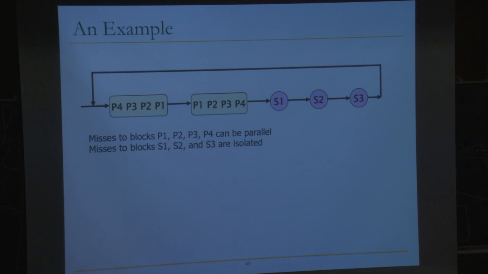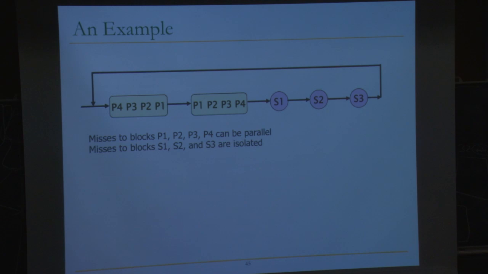This is, again, a toy example. Your cache can hold 4 blocks, and misses to blocks P1, P2, P3, P4 can be parallel. They can be generated in parallel because you have out-of-order execution that can parallelize them, right? Whereas misses to blocks S1, S2, and S3 are isolated. Even if you do out-of-order execution, there's no other miss that you have in the program. And let's say you have a loop that keeps iterating, keeps doing this, and you have a cache of the size of 4 blocks. It can hold 4 blocks.